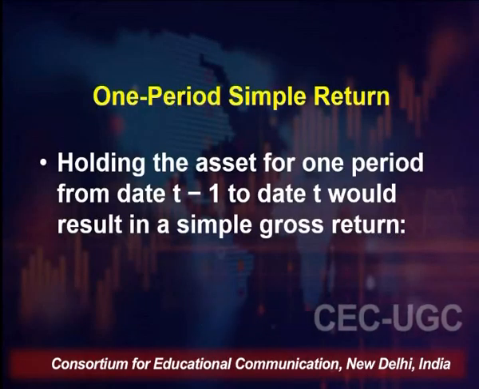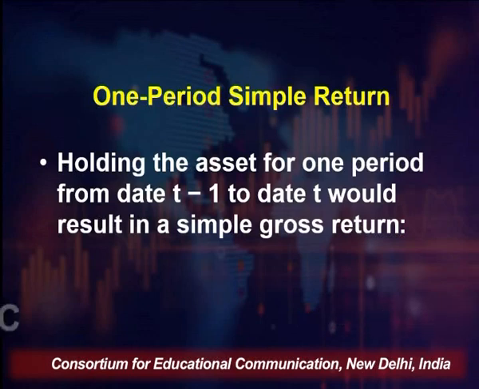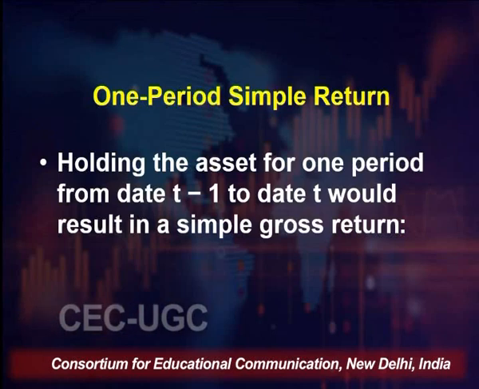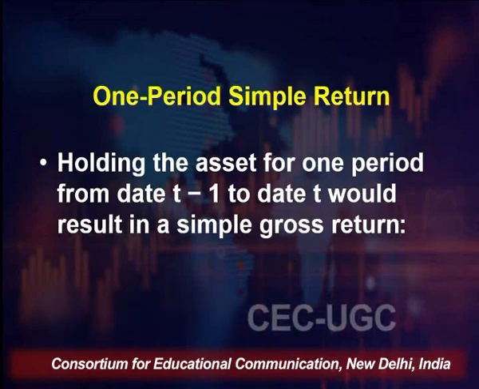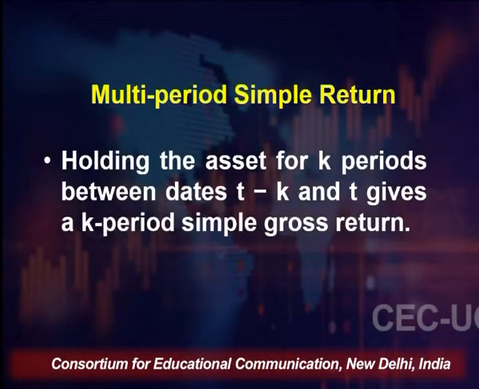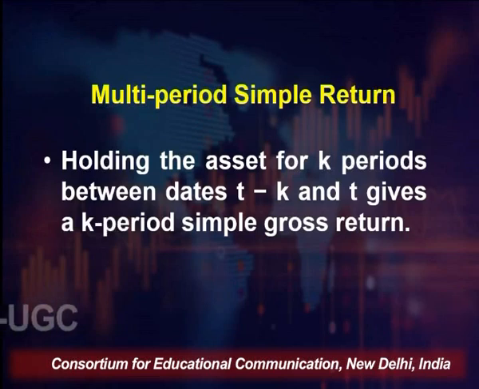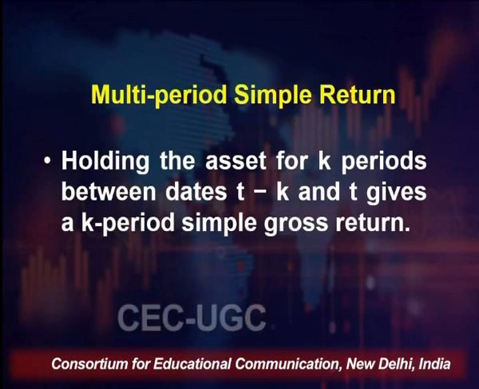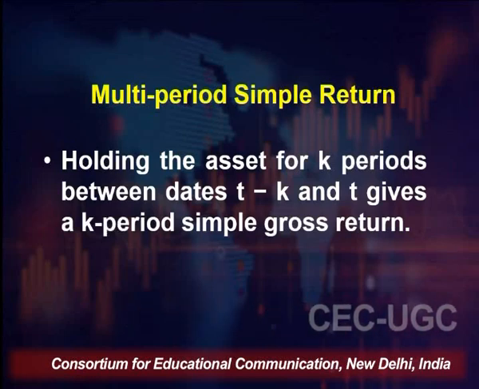One period simple return. Suppose you are holding the asset for one period, from date t minus 1 to date t, that would result in the simple gross return. You can have a one period simple return calculation. And suppose you are dealing with multiple periods, you can have a multi-period simple return. You are holding the asset for, say, k periods, indicated by k, between dates t minus k and t, which gives the k-period simple gross return. So we can have multi-period simple return, we can have single period simple return. We can find that rate of return on our investment.